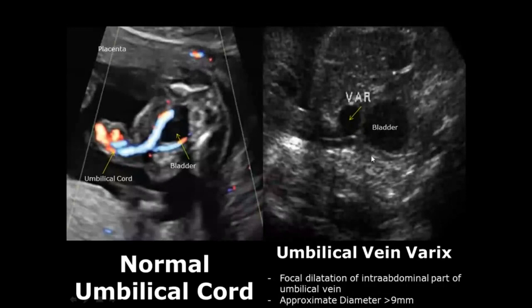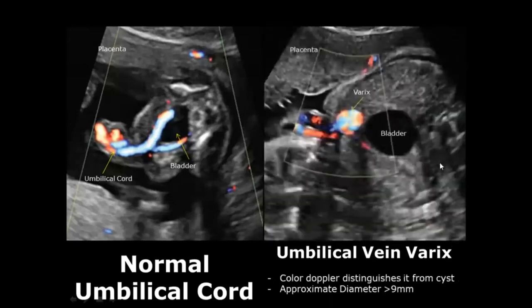Umbilical vein varix is a focal dilatation of the intra-abdominal part of the umbilical vein. We will see an anechoic structure near the bladder. This is the dilatation of the umbilical vein, and it usually measures around 9 millimeters in diameter. When we apply color Doppler, we can see internal flow and we can distinguish it from a cyst.